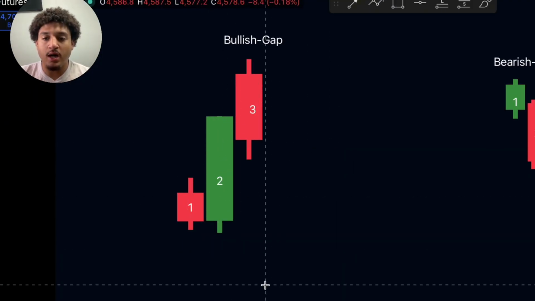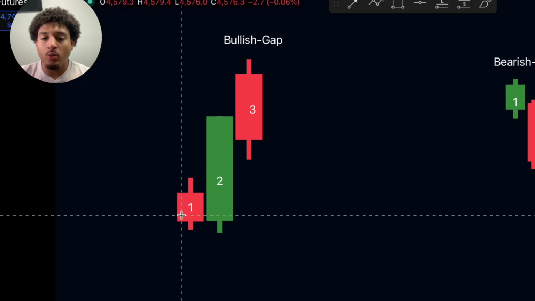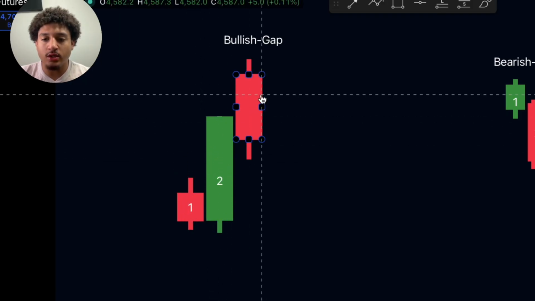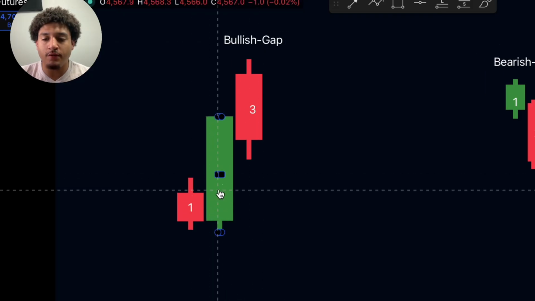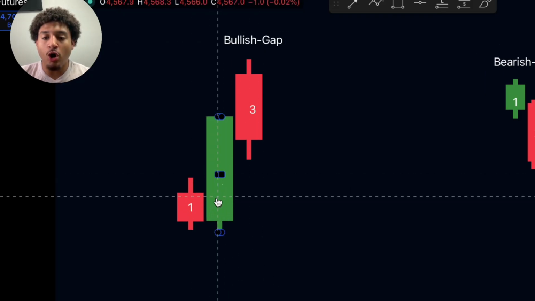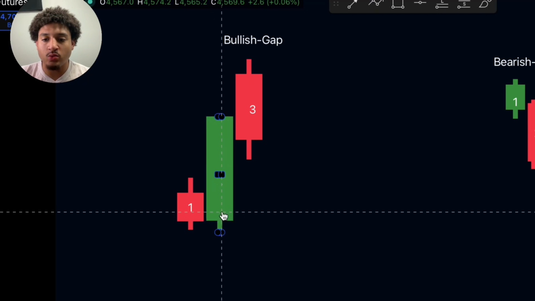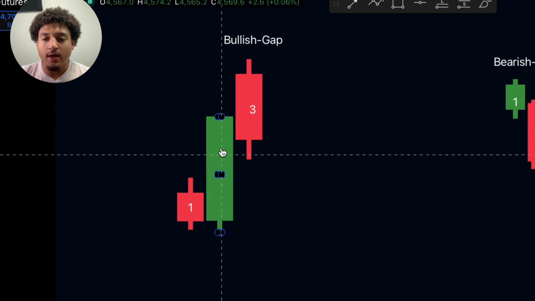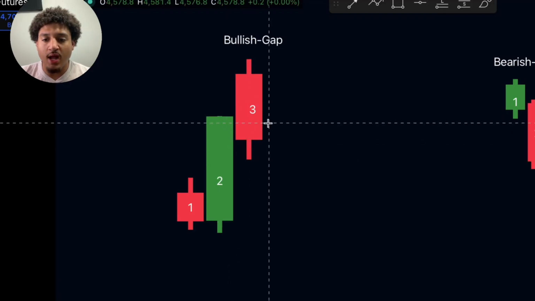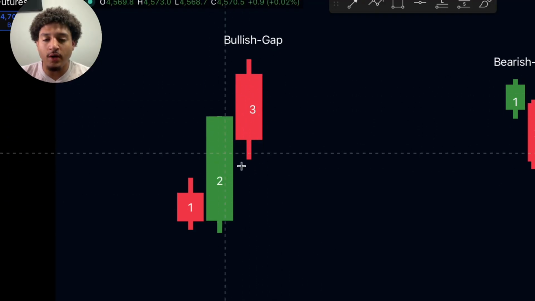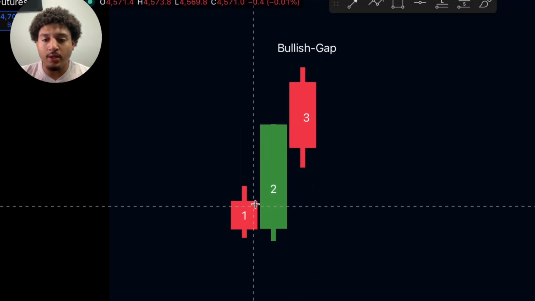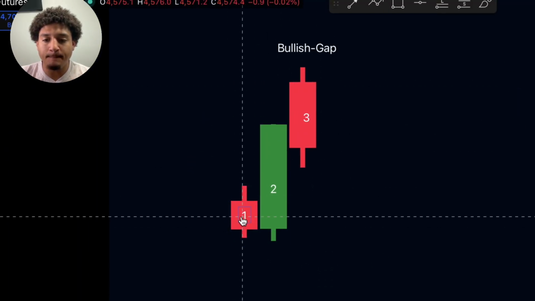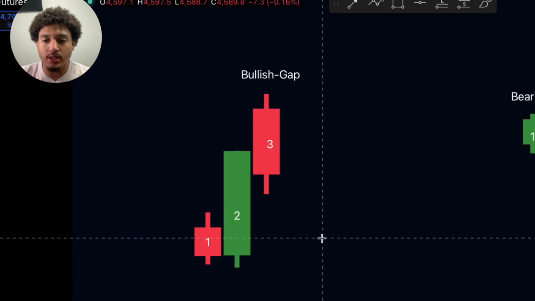So right here we have an example of a bullish gap. Now, the way I like to explain this is we have a 1, a 2, and a 3. The 1 in a bullish gap will always be to the left of the 2, and the 2 will always be bullish. This is where the gap gets created. This is where the buyers take control, is the 2. Now the 3 will always be to the right of the 2. It doesn't matter if the 3 is a red or green candle, bullish or bearish. But the 1 has to be bearish for a bullish gap.